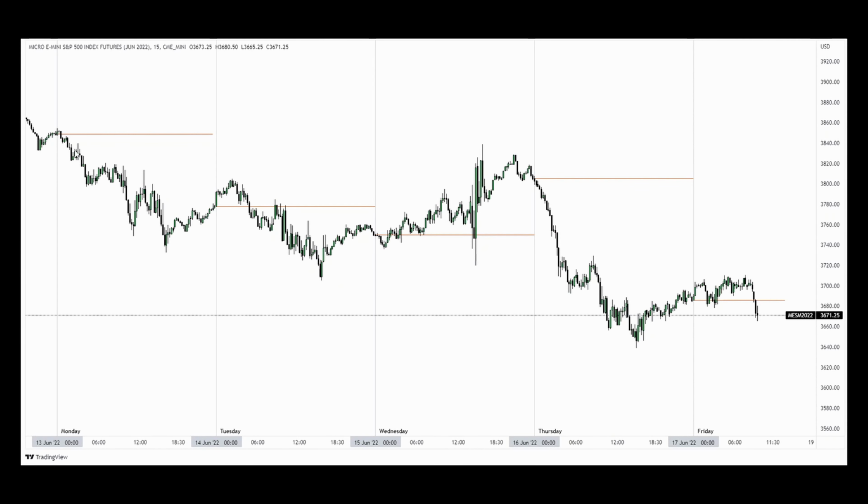We can see that Monday creates the high of the week, and Friday is closing the entire trading week with a down close candle.